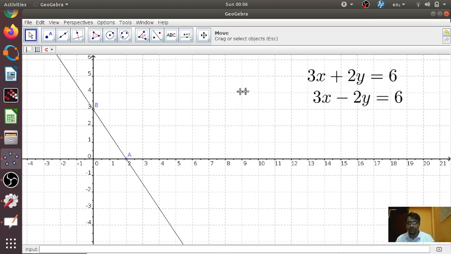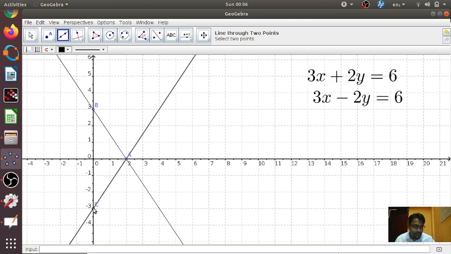If you convert it to the intercept form again, it's x/2 - y/3 = 1. So its x-intercept is 2 and its y-intercept is minus 3. The x-intercept is 2 and the y-intercept here is minus 3. Okay, so this is the straight line that is being drawn. That's how you draw it.